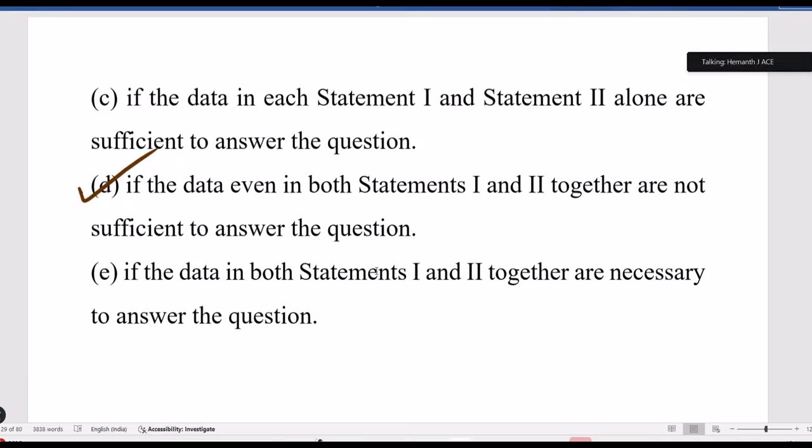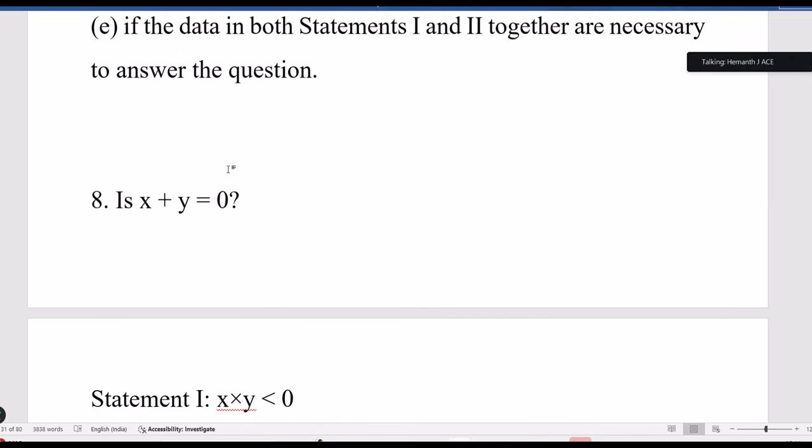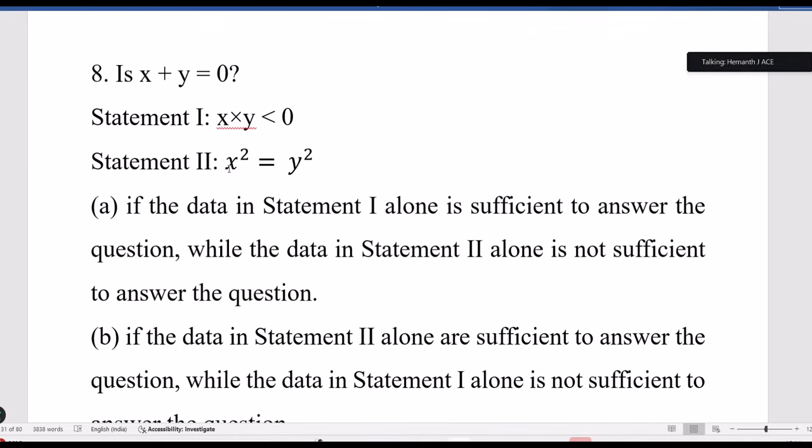Data sufficiency is very dangerous because of this. Now again data sufficiency. I gave more questions on data sufficiency. Now, is x plus y equal to 0 or not? If the answer is yes, okay. If the answer is no, also okay. It's not a condition that I have to get yes as the answer. Can you decide the answer? If it is equal to 0 or not, that's the question. Is x plus y equal to 0 or not?